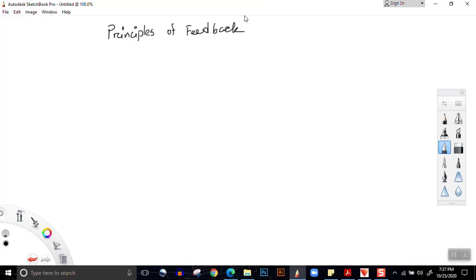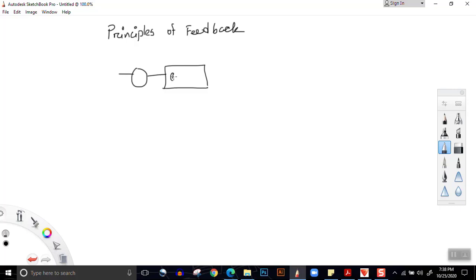So, in order to do that, we need the information of the output and change the input accordingly. The process by which we do that is feedback. We take feedback from the output and change the input accordingly. So in your theory, you must have seen a diagram like this.